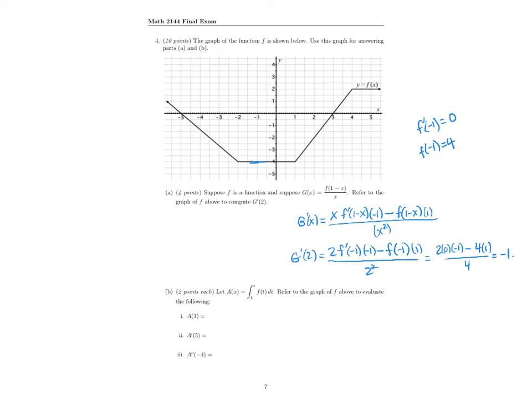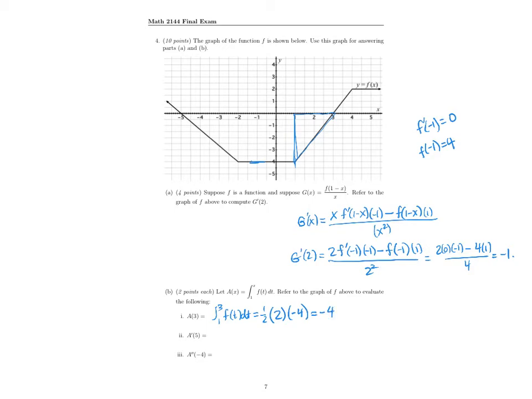On part B, it says let a of x be the integral from 1 to x of f of t dt. So I'm going to look at the graph of f above. So a of 3 is the integral from 1 to 3 of f of t dt. And so if I want to compute the integral from 1 to 3, that's going to be this area here. And it looks like this is a triangle. So it's going to be 1/2 times the base of the triangle, which is 2, times the height of the triangle, which is negative 4. So 1/2 times 2 times negative 4 gives me negative 4.